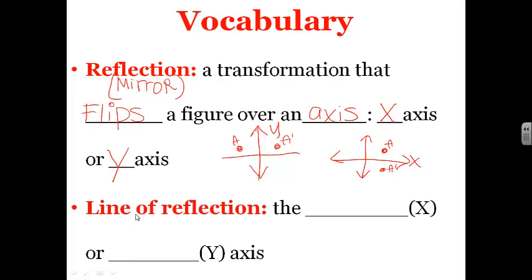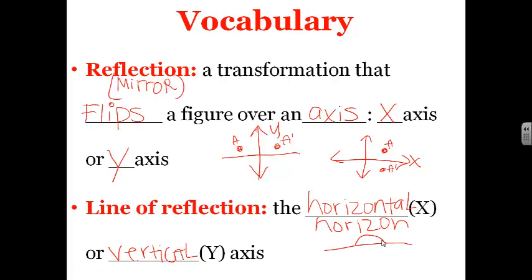A line of reflection, the horizontal is my x-axis, and my vertical is the y-axis. Let me help you memorize this. When you look at the horizon, it looks like this, right? You have your sun and the horizon looks like this, so that would be like on the x-axis. So that's how you can remember horizontal and x.